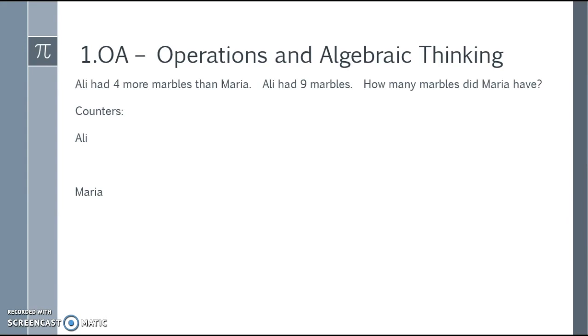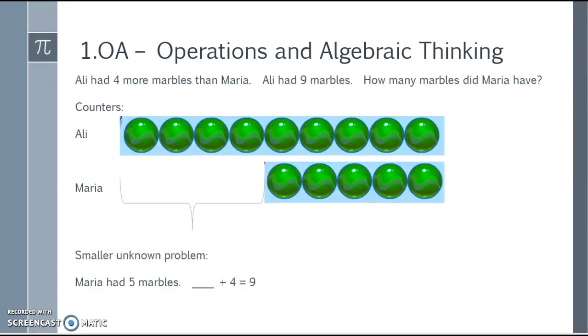Allie had 4 more marbles than Maria. Allie had 9 marbles. How many marbles did Maria have? So starting, we know that Allie had 9 marbles to start with. We know that Allie had 4 more marbles than Maria. So I left a blank space there to indicate that those 4 marbles are the 4 more than Maria, what she had. Maria had 5 marbles. So what plus 4 gives us 9? This is a smaller unknown problem.